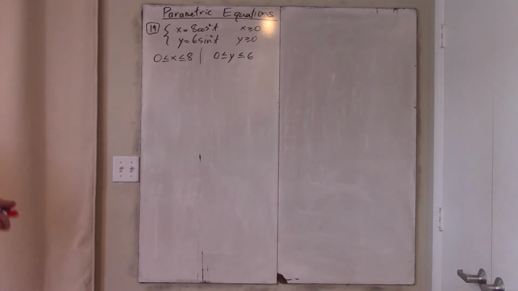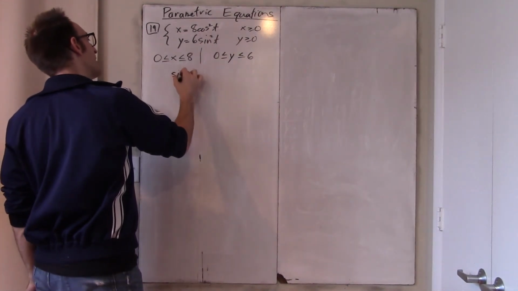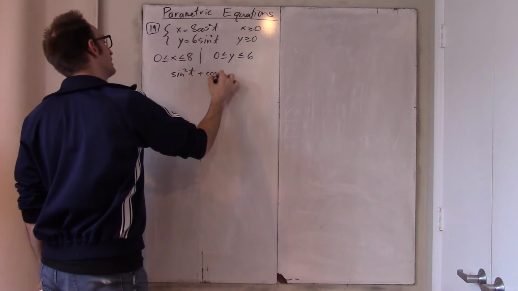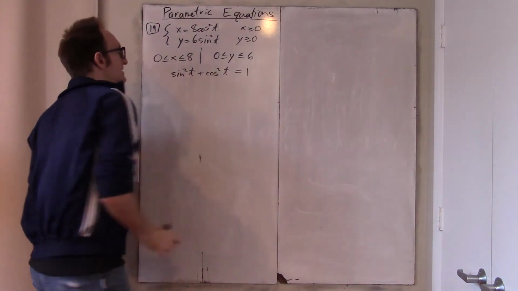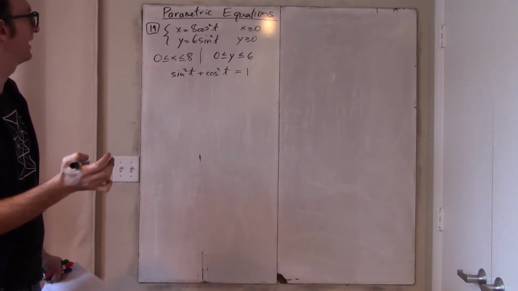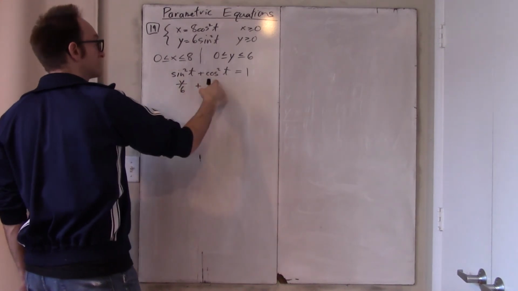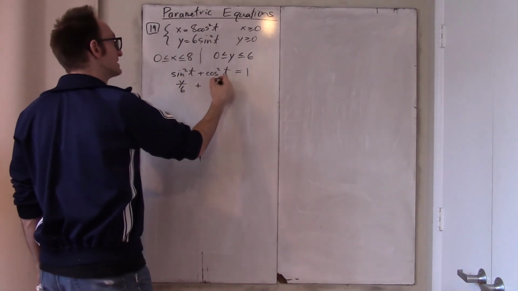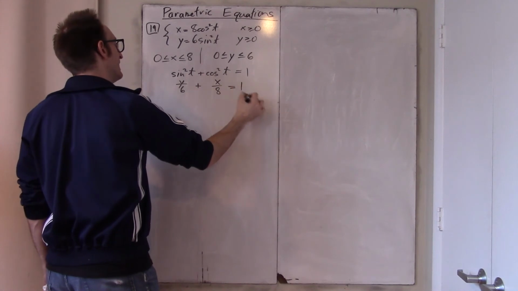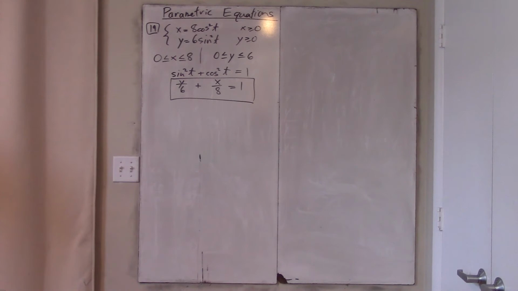There's no end behavior to talk about, so I guess I'm just going to eliminate the parameter and go right for it. Well, what parameter is there to eliminate? Here's what I know. I know that sine squared t plus cosine squared t is 1. And so, when I go to eliminate the parameter, what do I find? Well, sine squared is in fact just y over 6. And cosine squared is in fact just x over 8. And so what is this? It's just a line. So the relationship between x and y in this case is just linear.